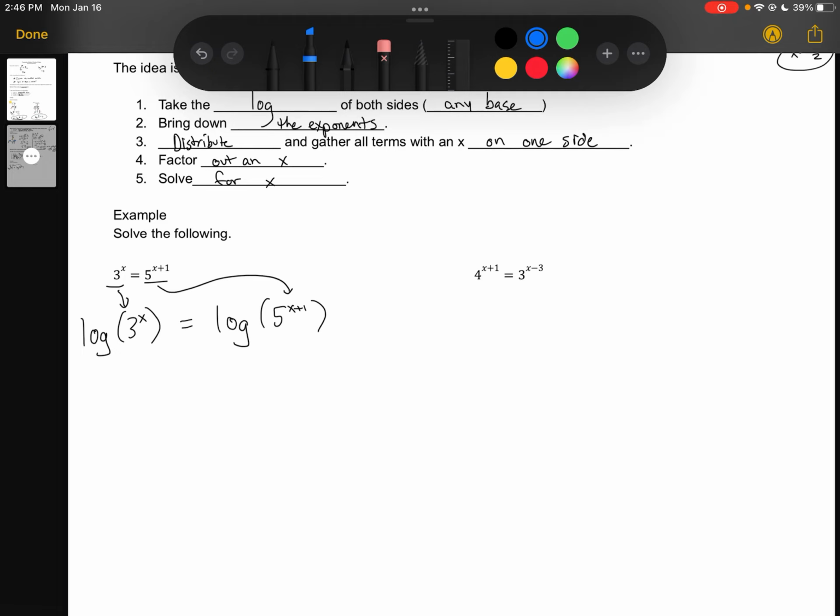This is okay. And from here, the next step is bring down the exponents. So whatever these exponents are, we can use our power property from last week, and we can take that blue term and just bring it out front.